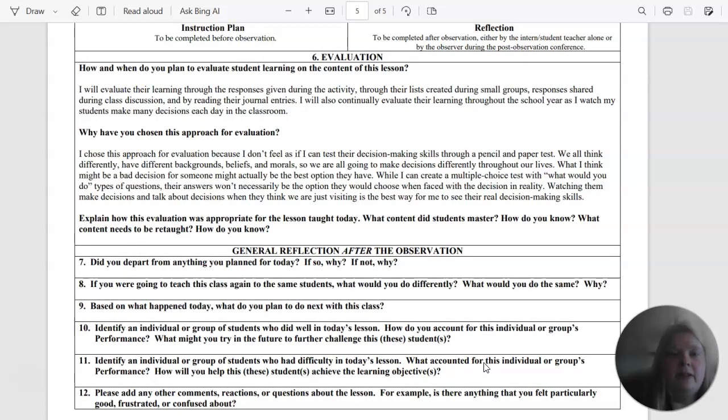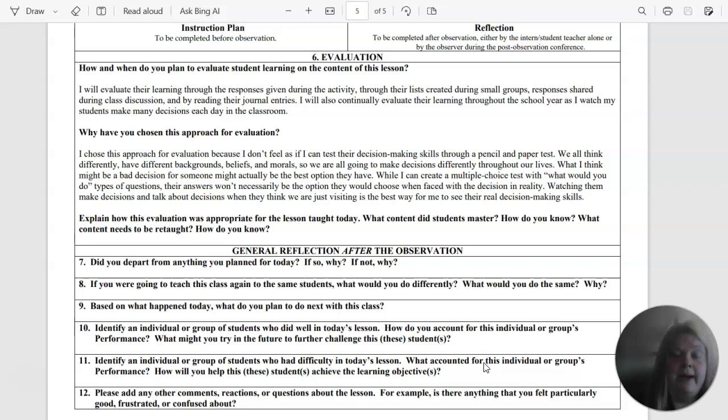And I think I will also be able to continually evaluate their learning throughout the school year as I watch them make decisions in the classroom. I chose this approach for evaluation because I don't feel as if I can test their decision-making skills through a pencil and paper test. Like I mentioned before, we all think differently, we have different backgrounds, morals, beliefs, and we're all going to make decisions differently.